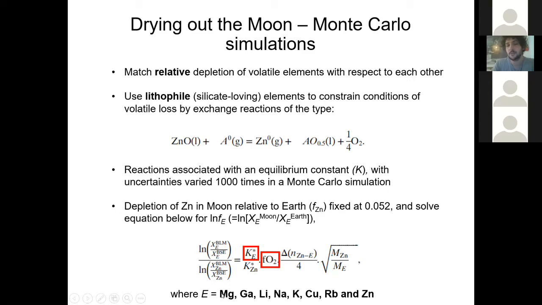So here we substitute E for all these other elements, not zinc, but that's included as the reference element. So we can write a series of equations based on this generalized equation, in which we have E equals magnesium, gallium, lithium, sodium, potassium, copper, and rubidium. And we solve all of these equations simultaneously in order to obtain a minimum misfit to the observed abundances in the moon.